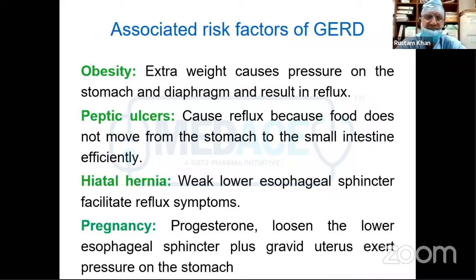Contributory factors associated with GERD include obesity. Extra weight puts pressure on the stomach and diaphragm and results in reflux. In peptic ulcer, reflux occurs because food doesn't move from the stomach to the small intestine efficiently. Hiatal hernia, a weak lower esophageal sphincter, facilitates reflux symptoms. During pregnancy, progesterone loosens the lower esophageal sphincter, plus the gravid uterus exerts pressure on the stomach, resulting in gastroesophageal reflux.